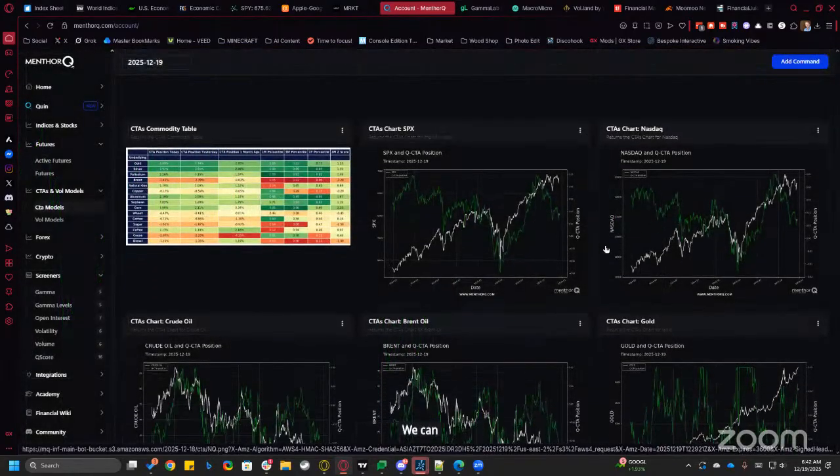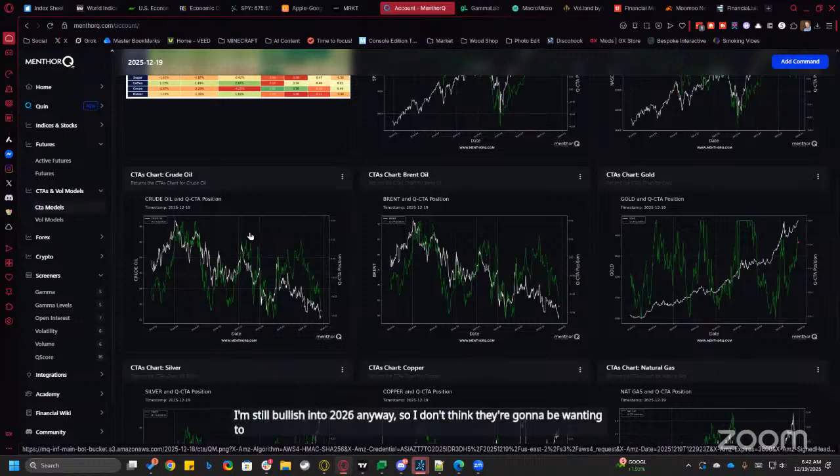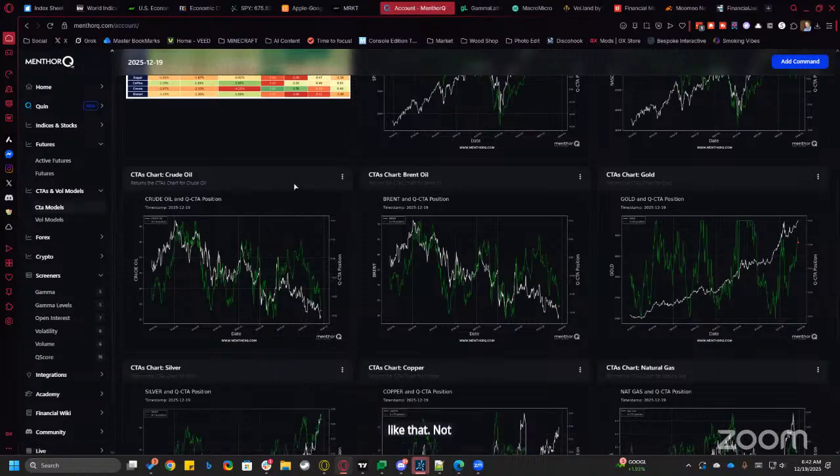We can see also that it's not like a sell signal at this point. We don't see them looking for ways to pawn off their position onto retail yet. I'm still bullish into 2026 anyway, so I don't think they're going to be wanting to unload like that, not that caliber.